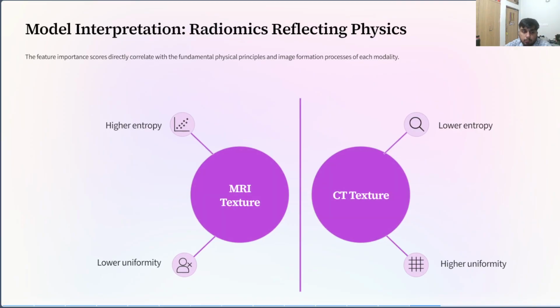Moving on to the model interpretation part. Now we come to the feature importance directly correlating with the fundamental physical principles of image formation. MRI textures had lower uniformity and higher entropy, while CT textures had lower entropy and higher uniformity. These were the two major features that our model took into account while deciding where each scan should go.